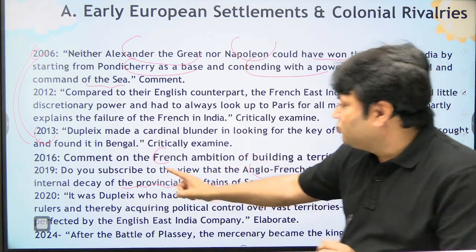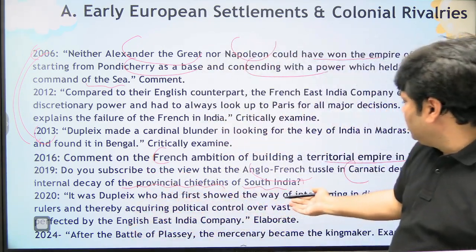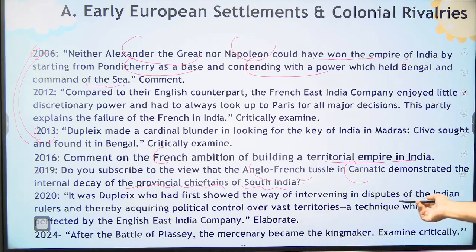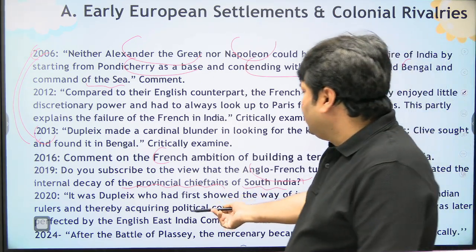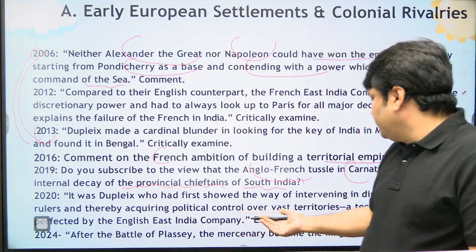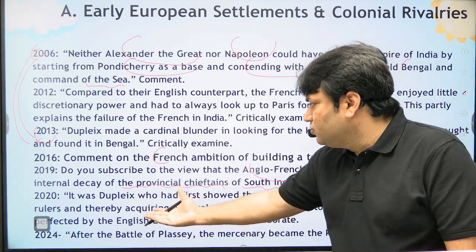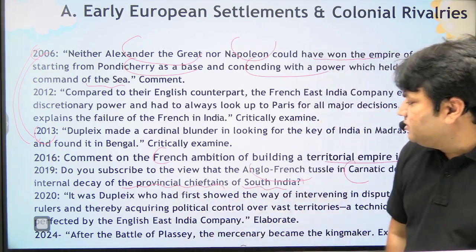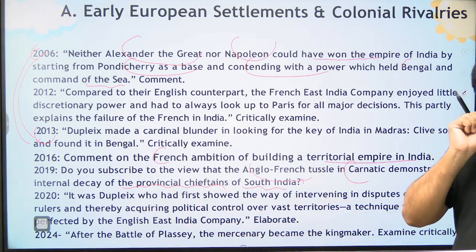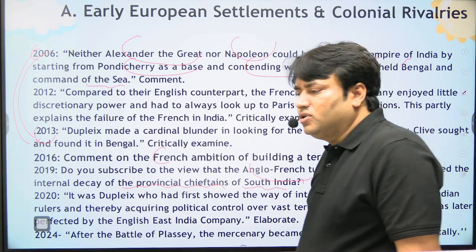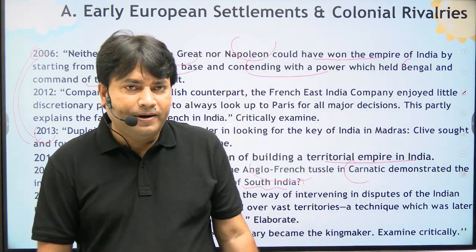Now, 2020: it was Dupleix who had first showed the way of intervening in disputes of the Indian rulers and therefore acquiring political control over the vast territories, a technique which was later utilized or perfected by the East India Company. It means that the East India Company largely followed the policy of Dupleix, right?